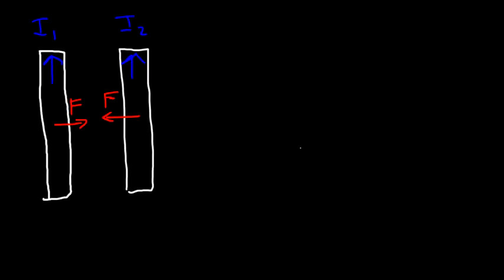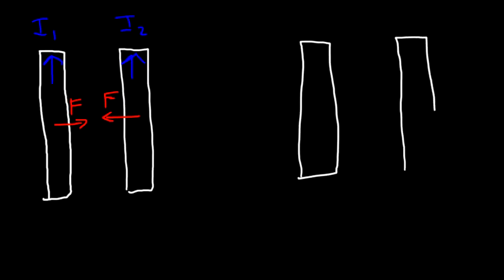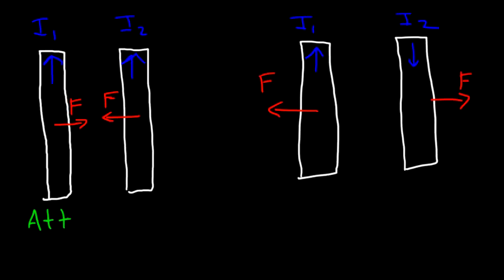Now, if there's two wires with the opposite current, then the situation is different. They will not feel a force of attraction. Rather, they will repel each other. So why does that happen? Why do we have a force of attraction in the first case, but in the second scenario, these two repel? What's going on here?